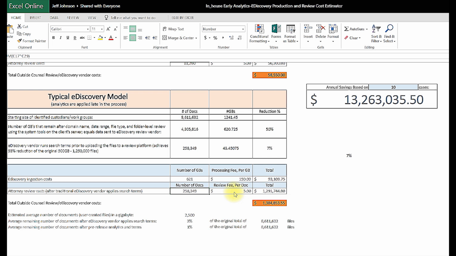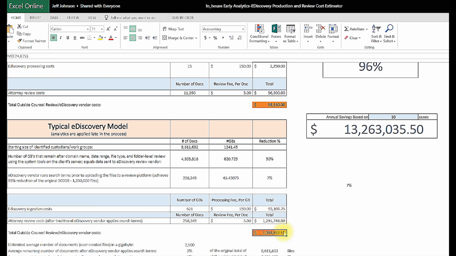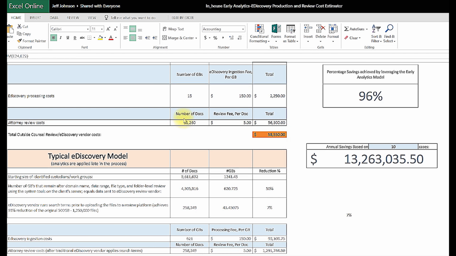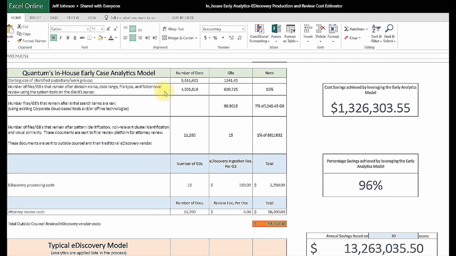And then they review that at $5 a document, and there is our total right there, and we have $1,384,000 compared to $58,000, and that demonstrates that the in-house early case analytics model saves a lot of money, to the tune of $1.3 million on a single case.